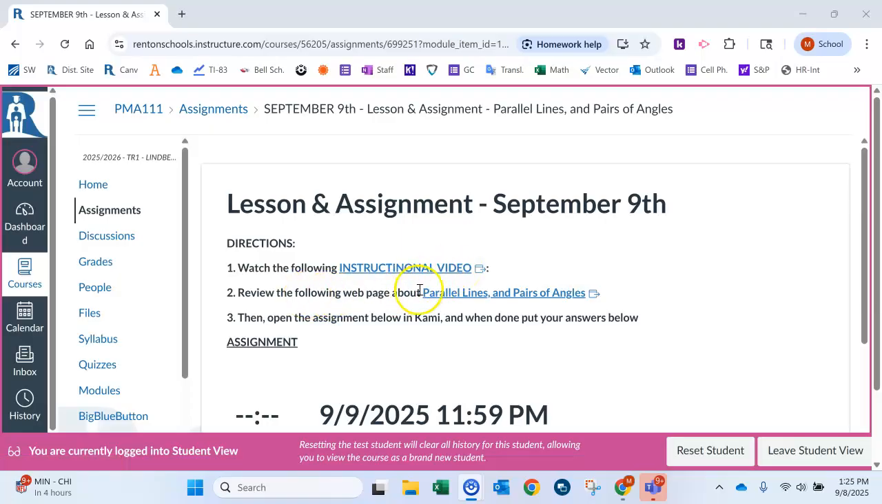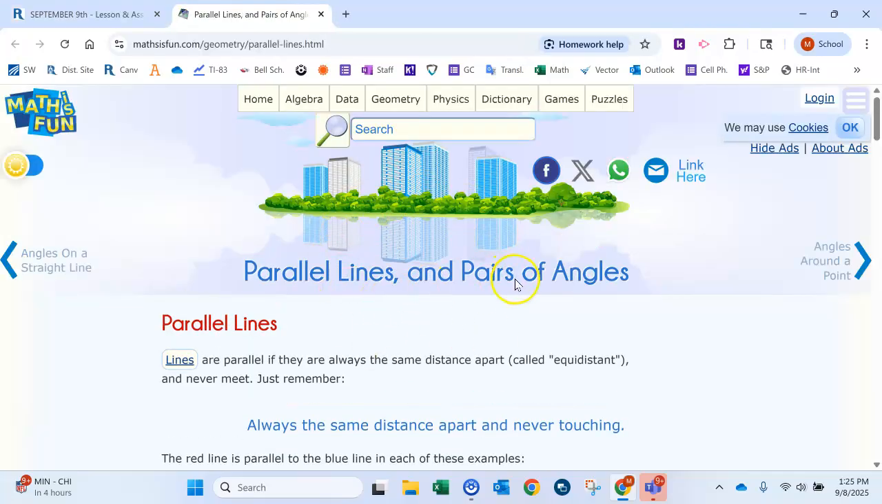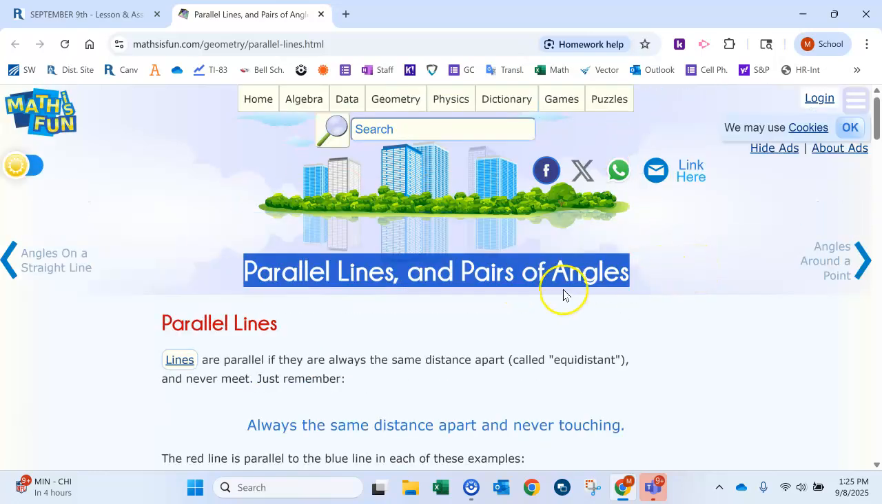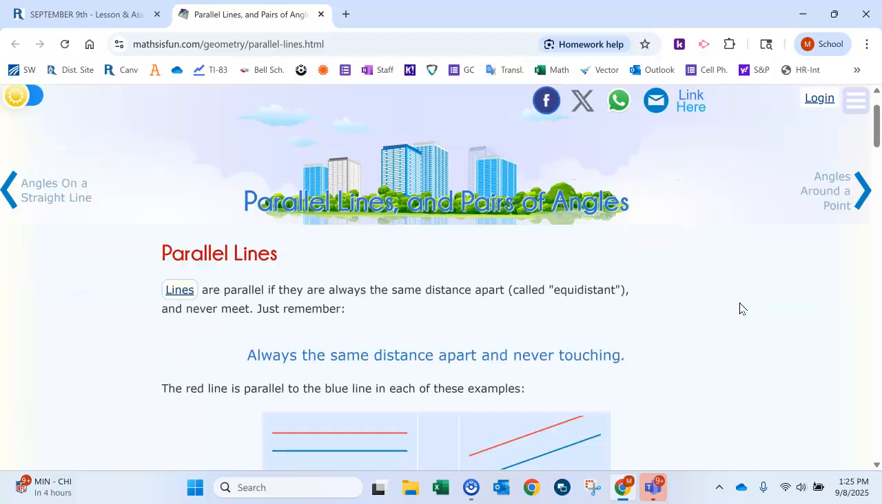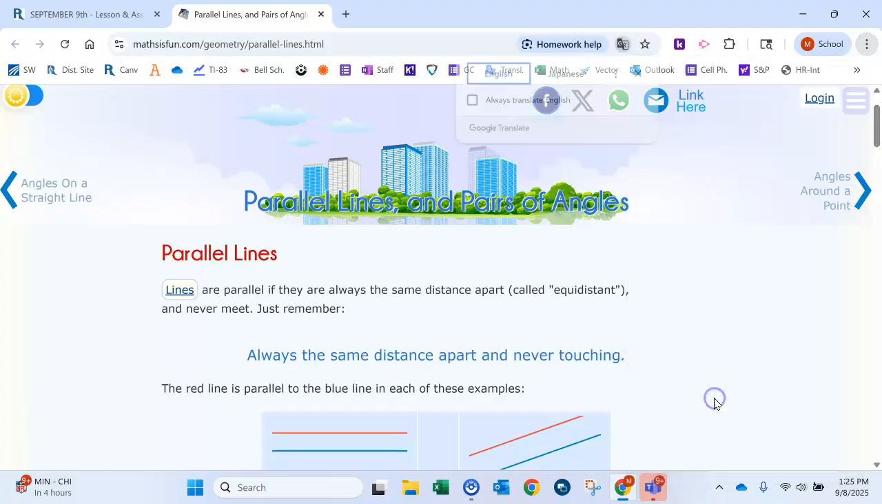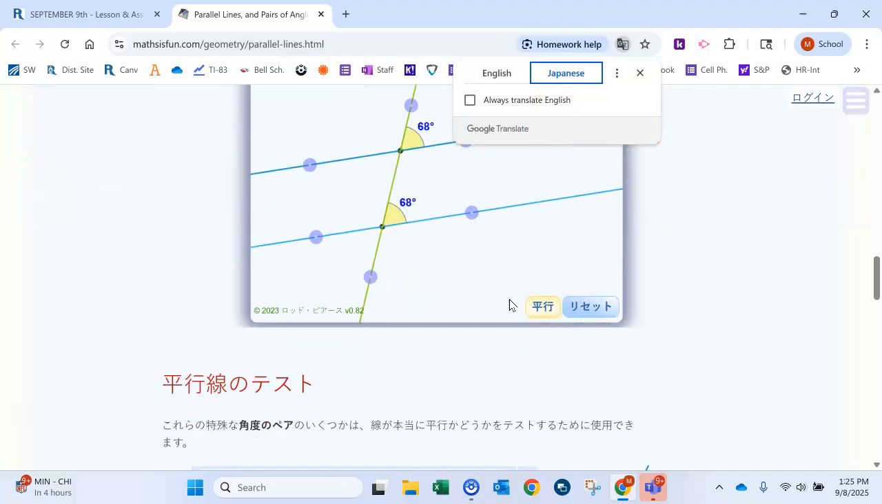But what you want to do is open up this, because this is going to be our lesson for today, instruction and lesson. So let's click on that. It opens up this website here. This is what you're going to be learning about today, parallel lines and pairs of angles. You can translate this, remember. You click up here, and then you can translate it to your language. For example, if we want to do Japanese, it translates the whole website into Japanese.